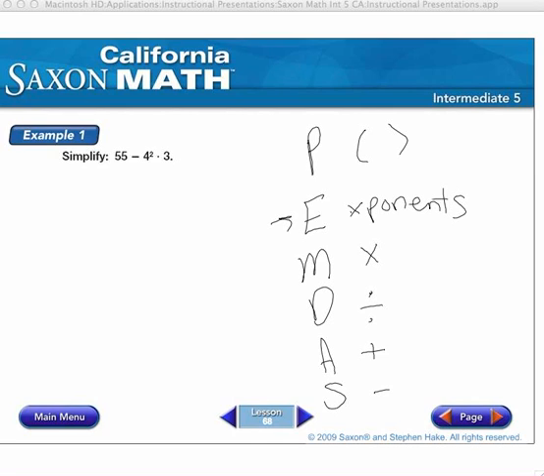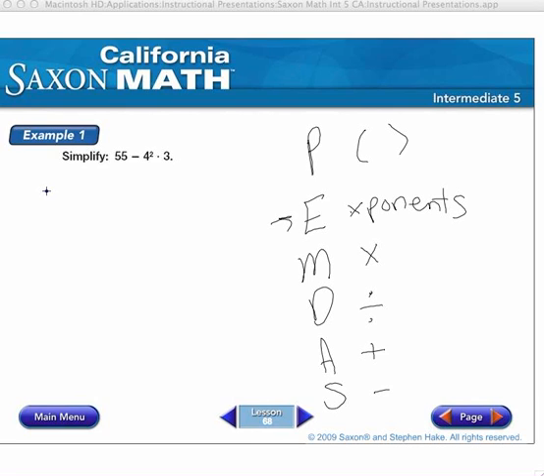So when we're using order of operations, we always start with parentheses and solve whatever is in the parentheses first. Then we move on to exponents, and this is the first time we're having those. Then you multiply and divide left to right, and then you do addition and subtraction left to right. Okay? So let's go ahead and take a look at example number 1.